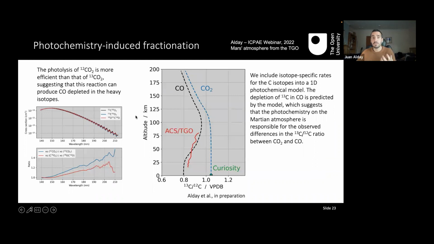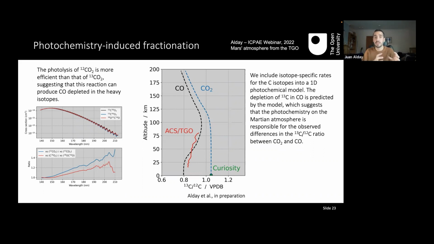And in particular, the most important fractionation factor is the differential photolysis of the CO2 isotopes. So the cross-sections for the different isotopes are not the same, and in particular, they are larger for the main isotopologue, for the carbon-12 isotopologue. So that means that the photolysis of the carbon-12 isotopologue will be more efficient, and it will be transferred more efficiently to carbon monoxide, producing a depletion in the isotopic ratio in carbon monoxide. That is what we observed with the Trace Gas Orbiter.